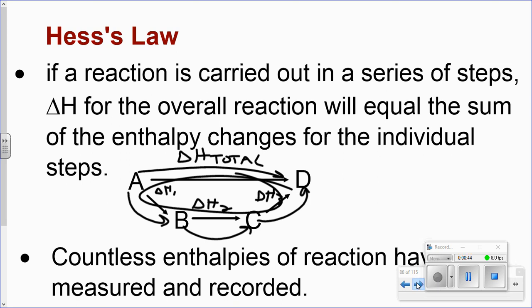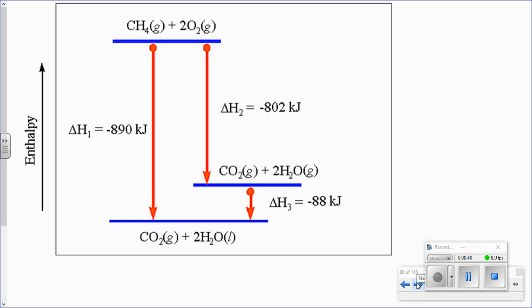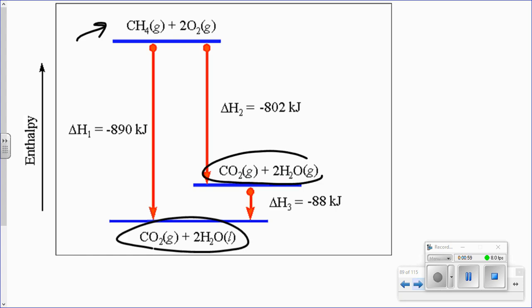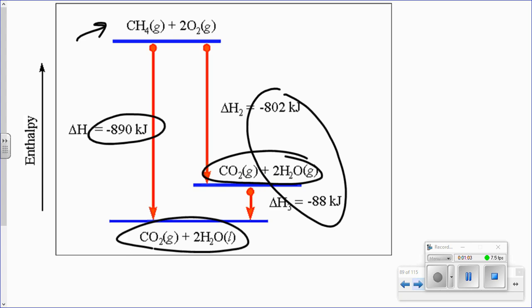And when we take a closer look at this, this is actually the combustion of methane, CH4 plus O2 at the top, and of course down here are the products. Well, what they realized is when they looked a little closer, there was actually an intermediate step. Okay, so these two numbers here add up to this. That's all it is.